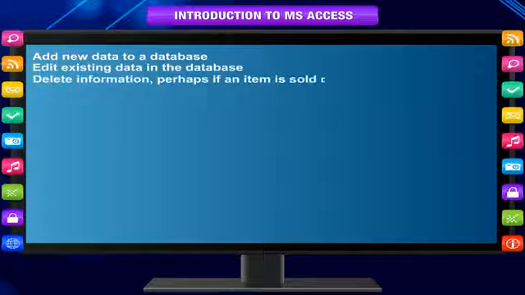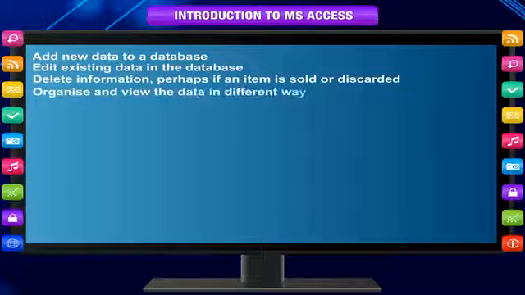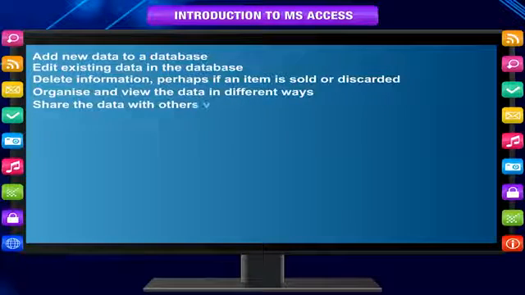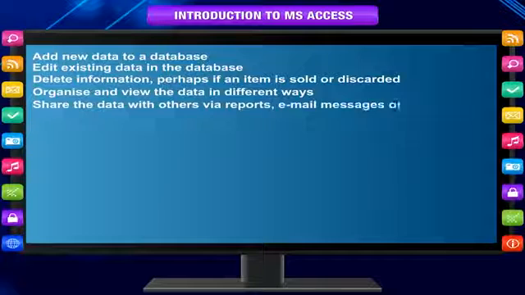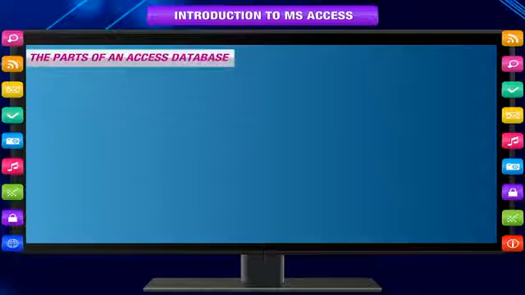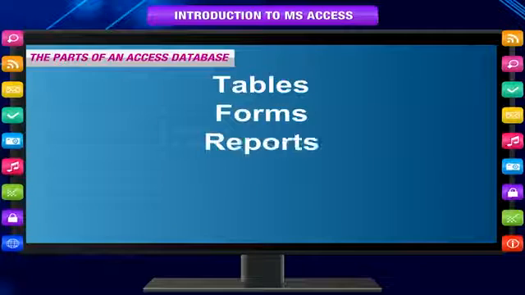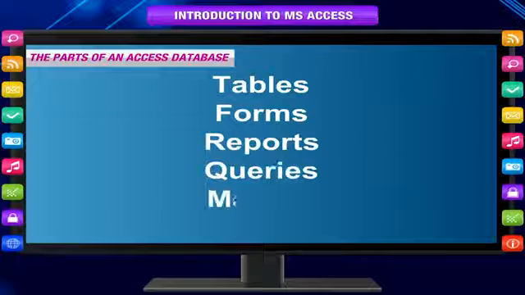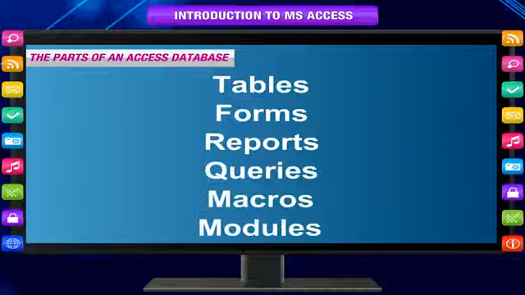Using Access, you can add new data to a database, edit existing data in the database, delete information, perhaps if an item is sold or discarded, organize and view the data in different ways, share the data with others via reports, email messages, or internet. The parts of an Access database: tables, forms, reports, queries, macros, modules.